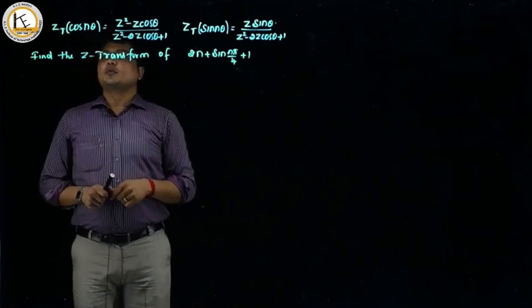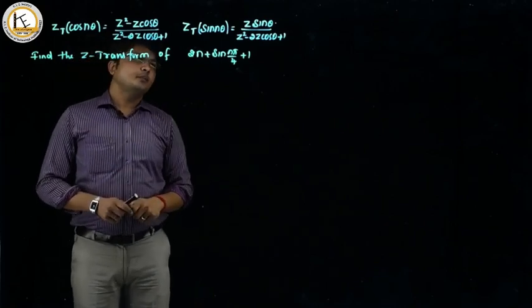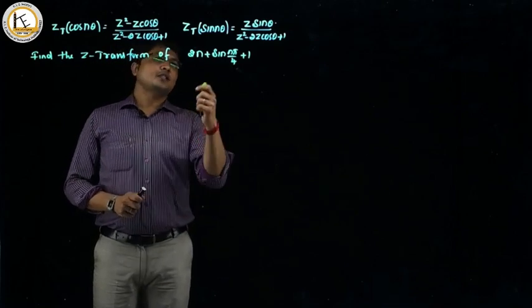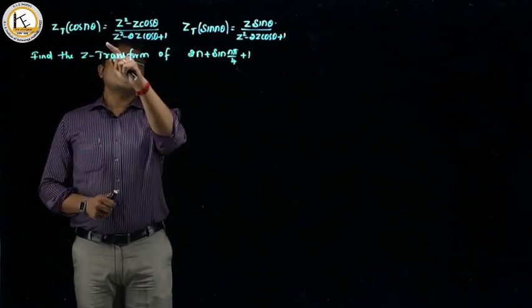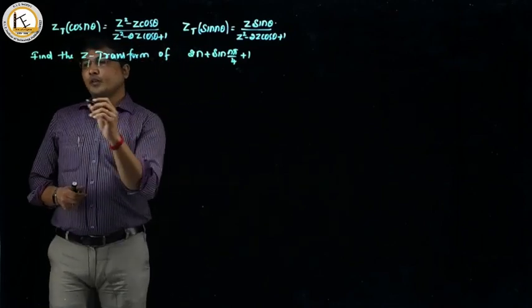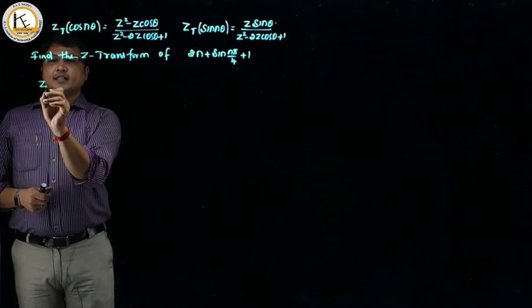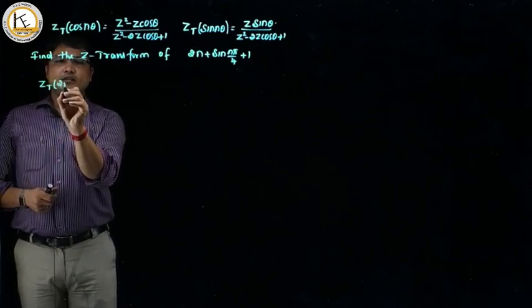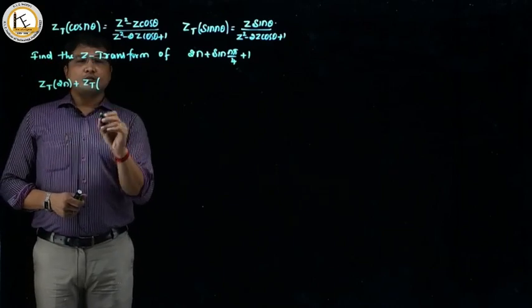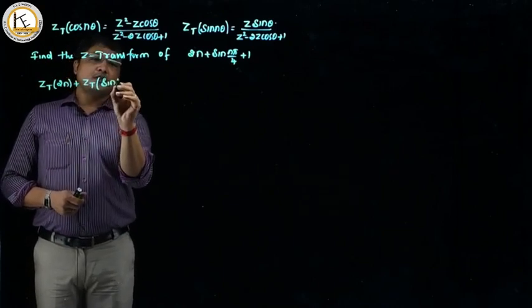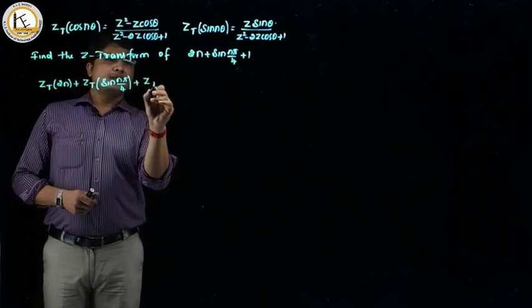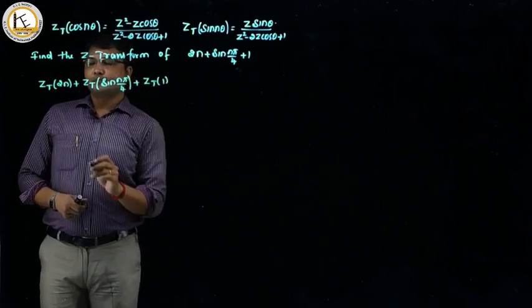So let us take this problem. Find the Z transform of 2n plus sine n pi by 4 plus 1. Obviously this problem can be solved by using these two formulas and also some basic formulas. So Z transform of 2n plus Z transform of sine n pi by 4 plus Z transform of 1. We will take Z transform for each of these terms.